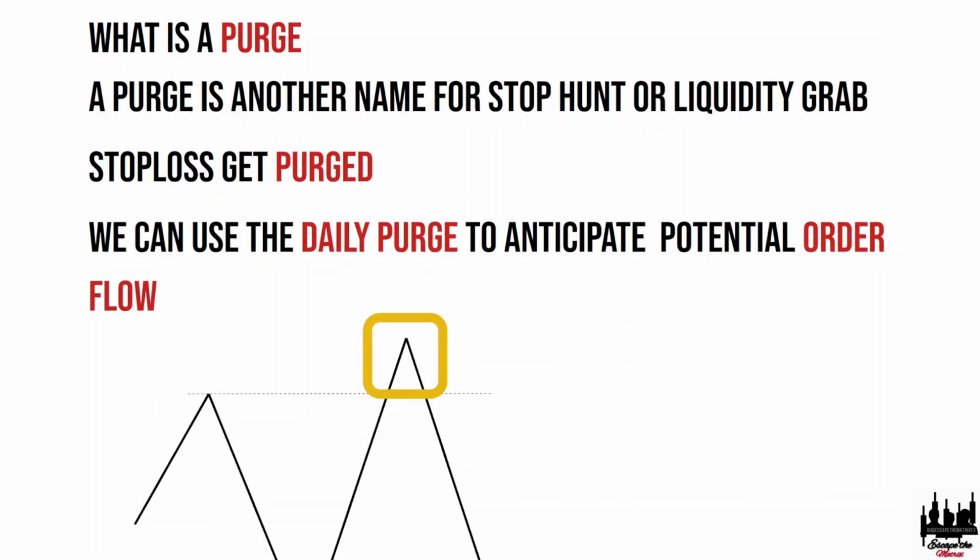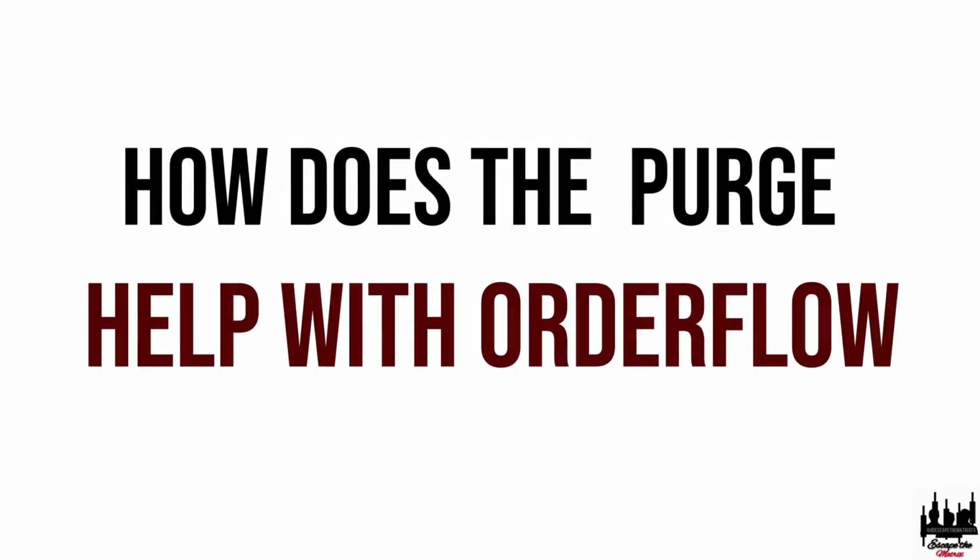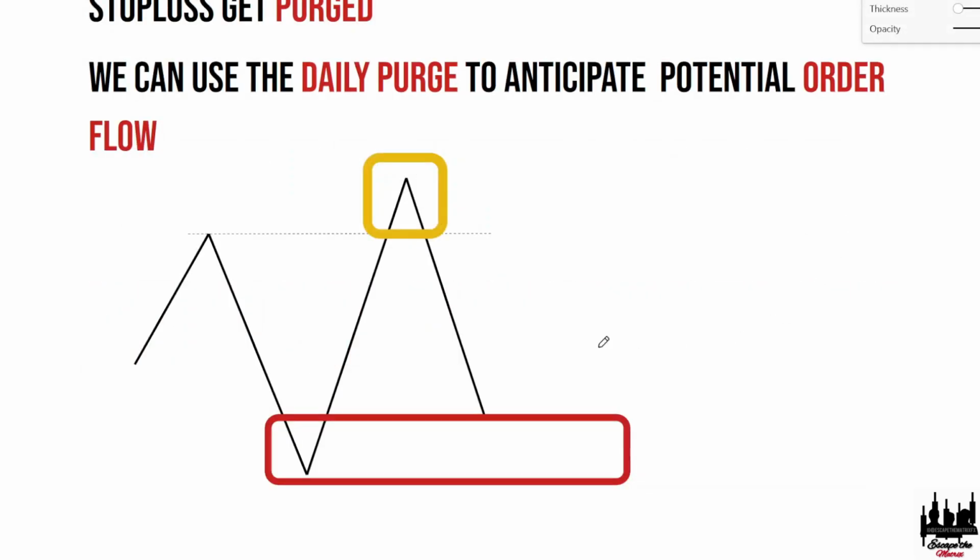So what is a purge? A purge is another name for a stop hunt or a liquidity grab. It comes from stop losses getting purged, being liquidated. We can use the daily purge to anticipate potential order flow. So how can the daily purge help us determine the order flow?